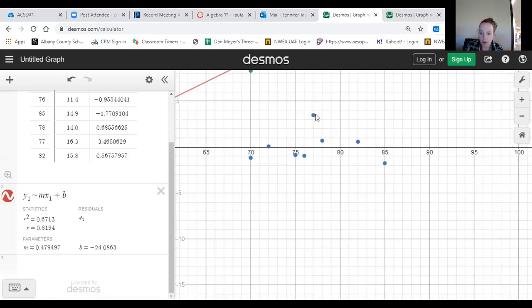Look at the blue dots on my screen. That's the residual plot. What we want is a shotgun pattern. It needs to be very scattered, which it is, which is a good thing. If you have a nice curve in there, that means a line probably isn't a good model. So you want it to look very random, very scattered. Then you know a line is going to be a really good model. So let's go write that in our notes.